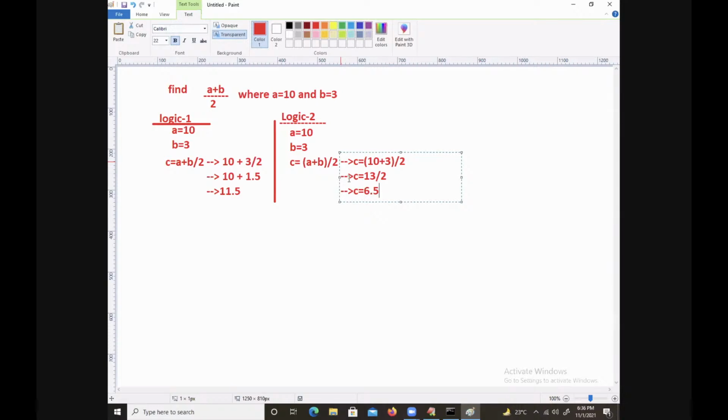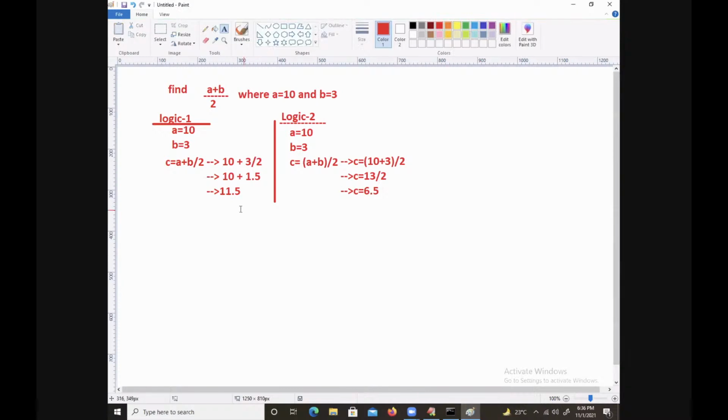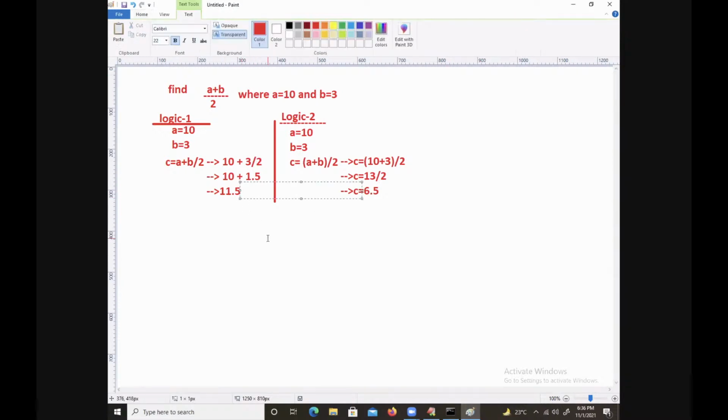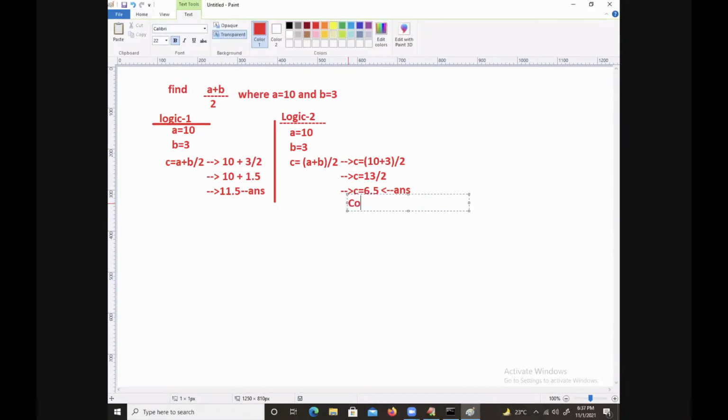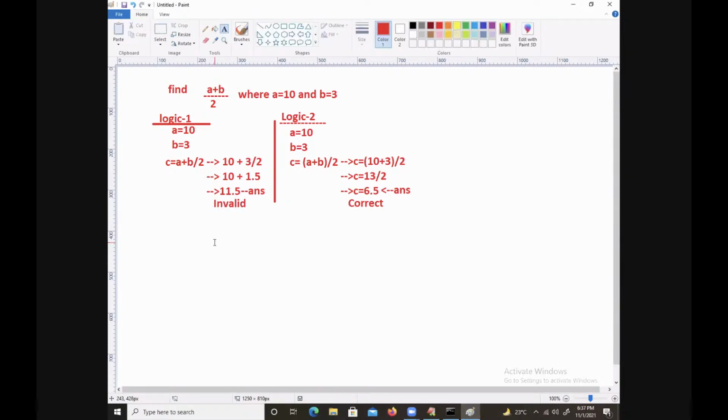Right. Now, two answers are there. Which one is the correct answer according to this? This is one answer, this is another answer. You tell me what is the correct answer. The second answer is correct, the first is invalid. So logic number 2 is the correct answer here.